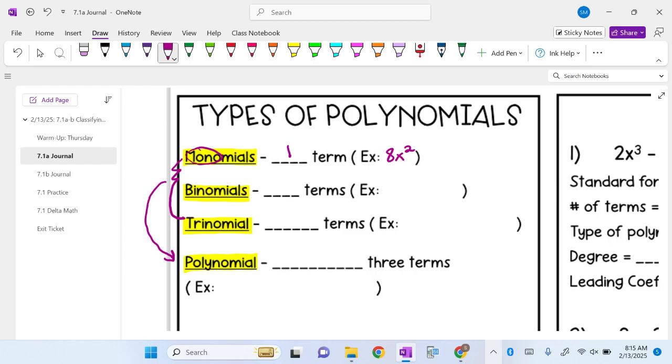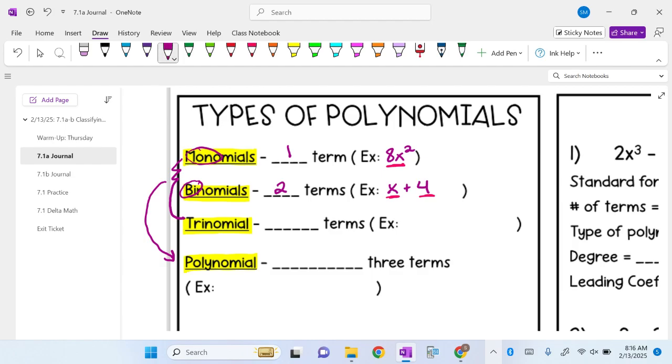What about binomial? How many terms do you think it has? 2, because it says bi. So that means it has two terms. An example could be x plus 4. Remember, the two terms are the two values separated by that plus. So there's one term here, two terms here.